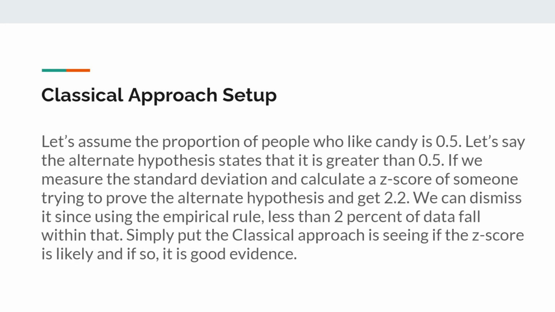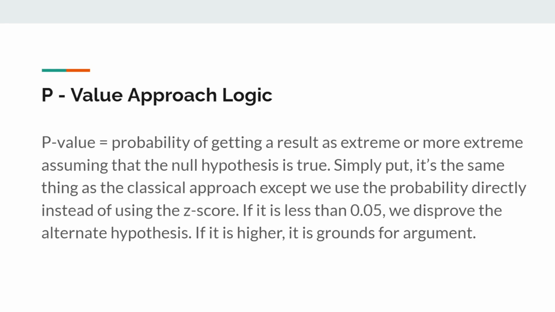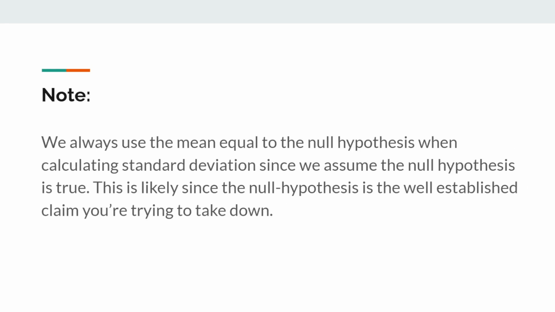Simply put, the classical approach is seeing if the z-score is likely, and if so, it is good evidence. The p-value is the same thing, except we turn that critical value into a probability. Since we're not dealing with t-scores, we don't have to worry about degrees of freedom, and we can just assume the distribution is normal, a bell-shaped curve. You can just find the z-score, and it tells you what probability is to the left of the curve.